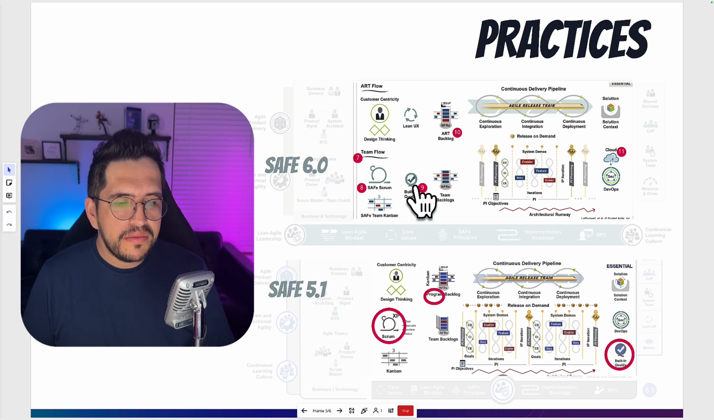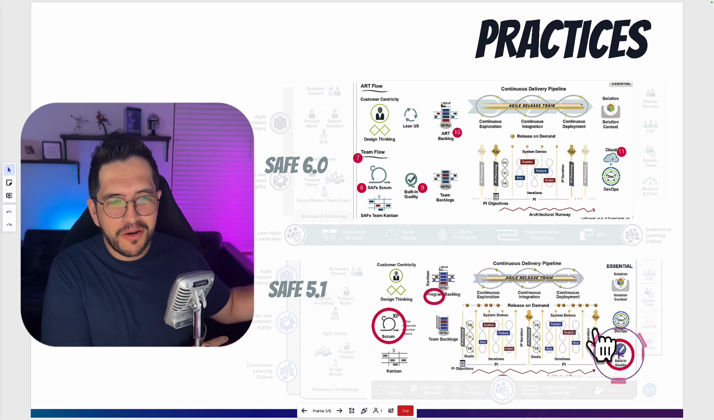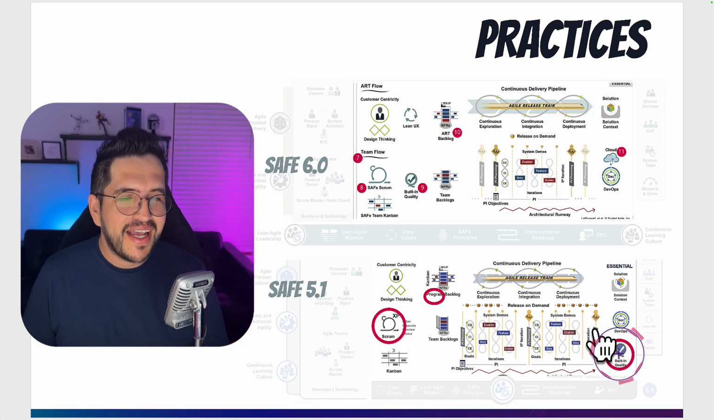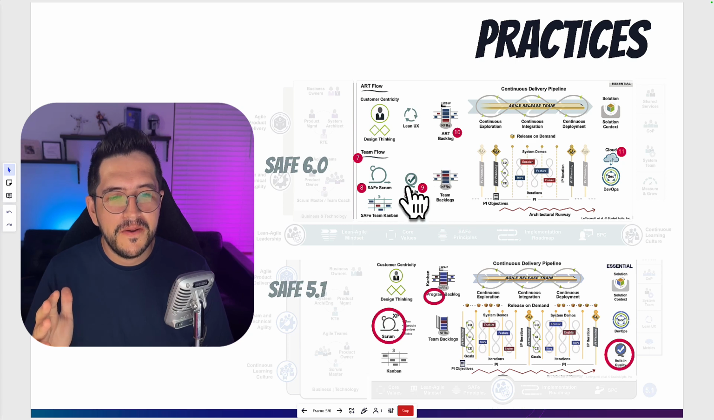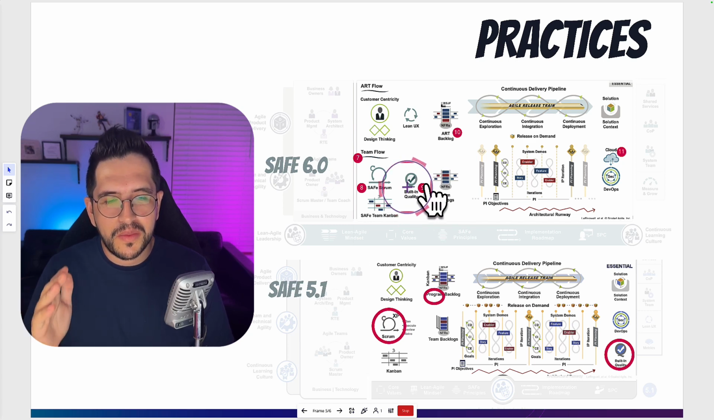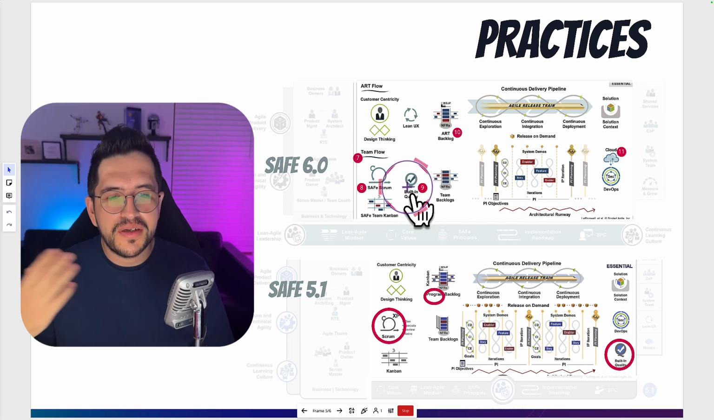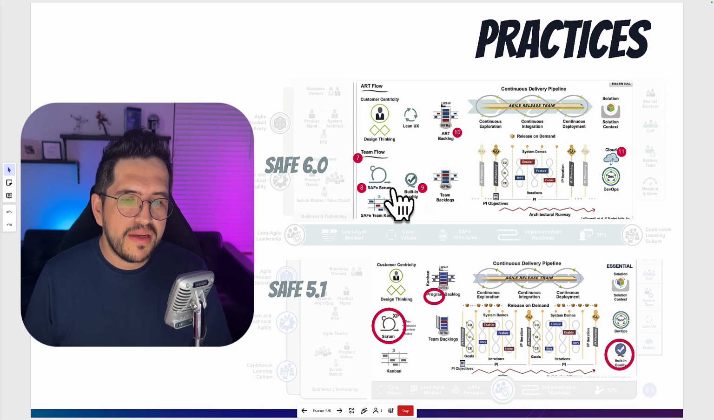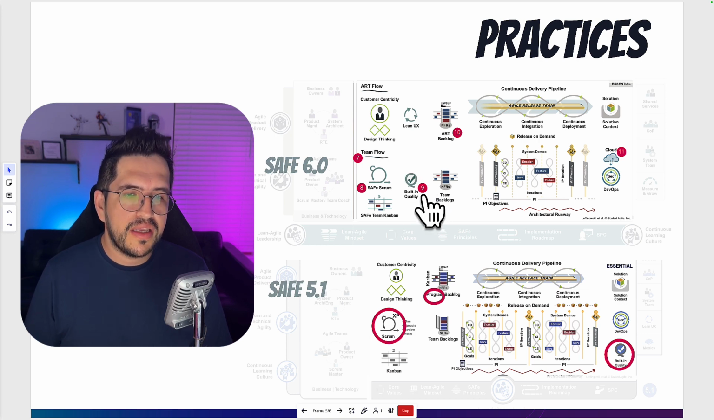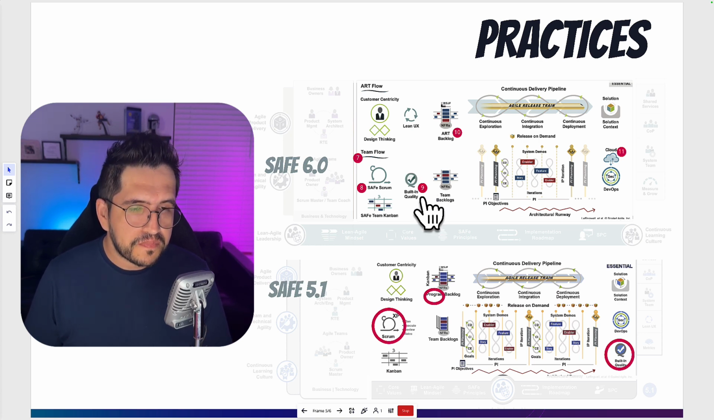Built-in quality was before far away from the teams on the bottom right, and now it is here at the bottom left, closer to the teams. Okay, so now it's here, just to represent that built-in quality is a characteristic, is a value that we have, and all these practices are working well close to the teams.